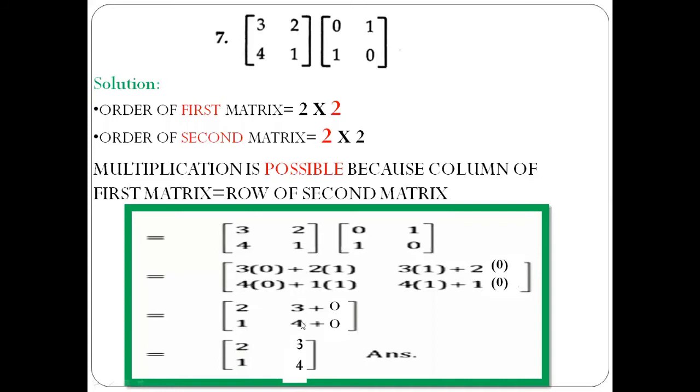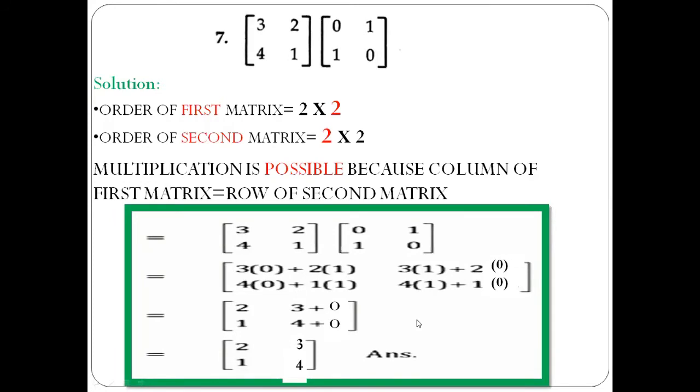Now 3 ones are 3 and 2 zeros are 0. 4 zeros are 0 and 0 plus 1 ones are 1. So 1 plus 0, 1. Here 4 ones are 4 and 1 zeros are 0. So at last you will get the product of these two matrices. The product is 2, 1, 3, 4. After multiplying these two matrices, this is the answer.